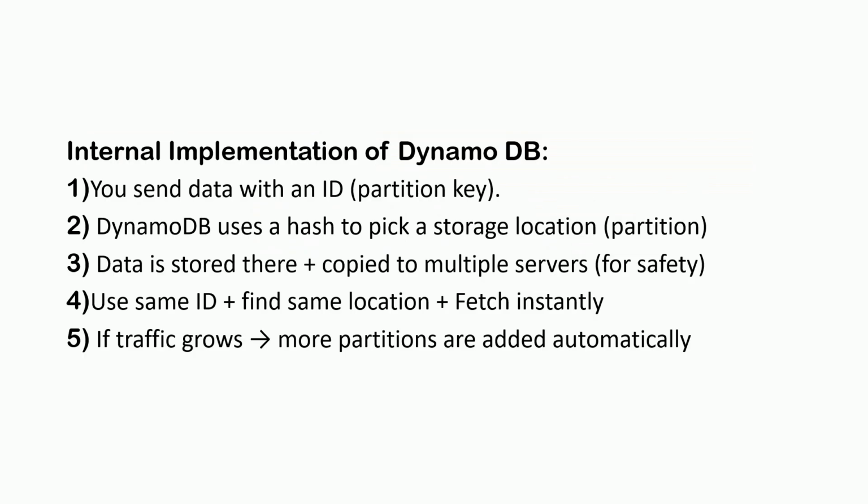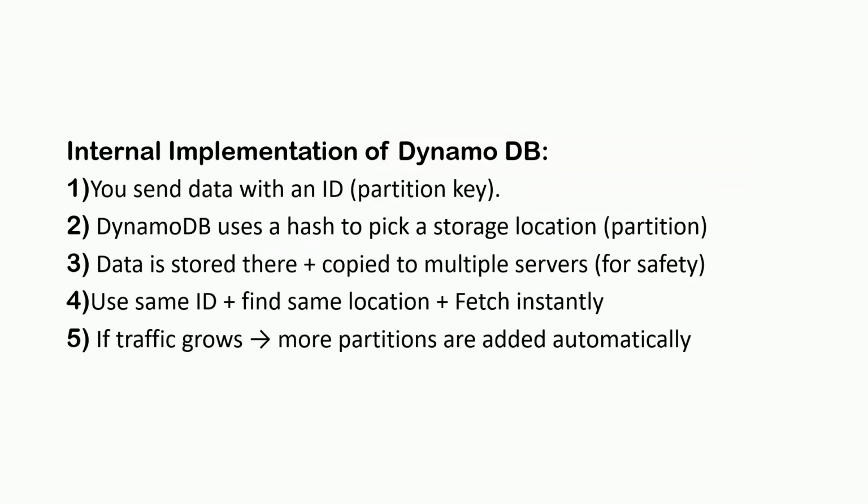The first step is you send the data with an ID, which is nothing but a partition key. DynamoDB uses a hash to pick a storage location, which is a partition. Data is stored there and also copied to multiple servers for safety. When retrieving, it uses the same ID, finds the same location, and fetches the data instantly. If traffic grows, more partitions are added automatically. Let me explain in detail.